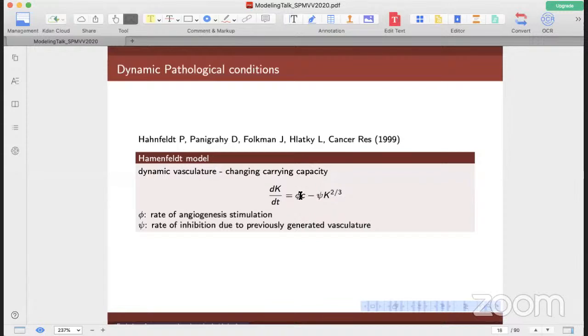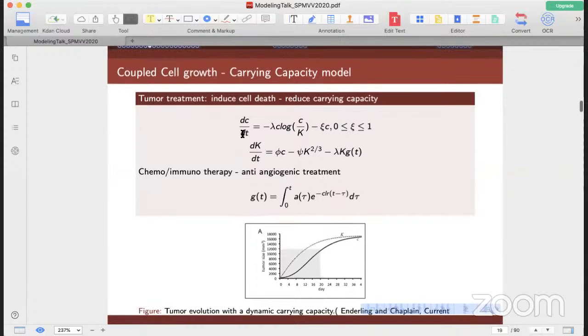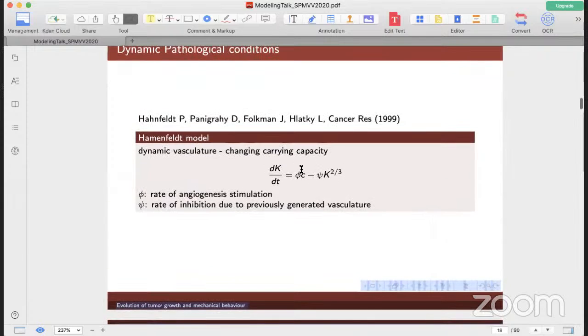Of course, it depends on the cell density, where phi is the rate of angiogenesis stimulation. Okay, so once you have a tumor, you try to give some medication, then the previously generated vasculature has its own natural growth. So that is nonlinear growth. So these correlations have been proposed by the Hahnfeldt model. So this is one approach. Combining these two, the dynamic growth model, the rate of change of cell population inside a tumor follows such a structure where the carrying capacity is dynamic. Okay. So in the previous slide, we have seen the carrying capacity is depending on the population as well as its own previously generated vasculature.